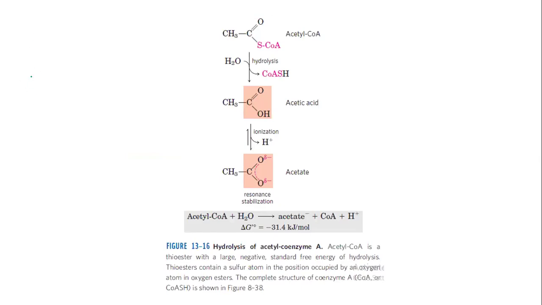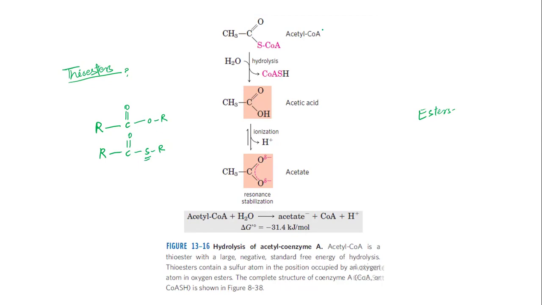So other than phosphorylated compounds, there are some other high energy compounds which we call thioesters. First of all, we must clear up how thioesters are different from normal esters. Simply, an ester bond is R, C double bond O, O, and then R. This is an ester bond. But if the oxygen atom of the ester is replaced with sulfur, we call this ester bond a thioester.